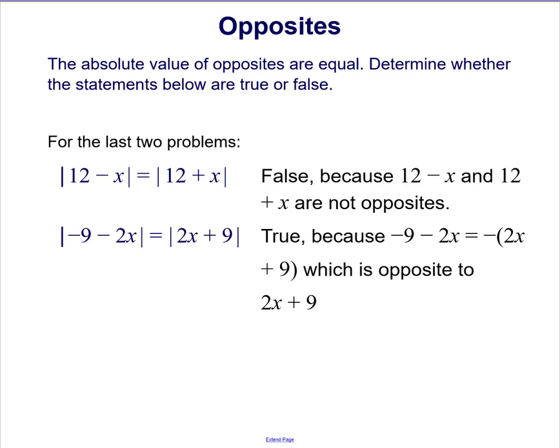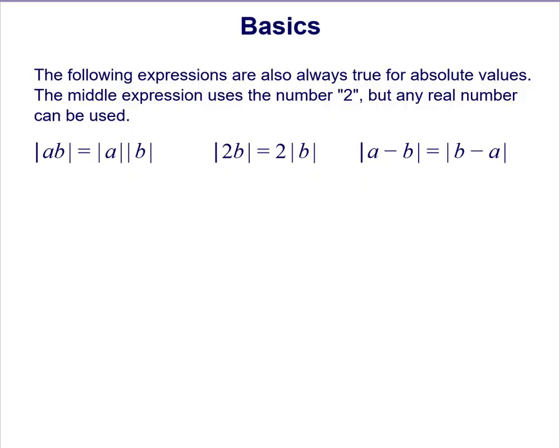And here's why. If I factor out a negative, I have -9 minus 2x is equal to the opposite, factoring out a negative, of 2x plus 9, which is the opposite. Therefore, the absolute value of opposites are equal. That is a true statement.